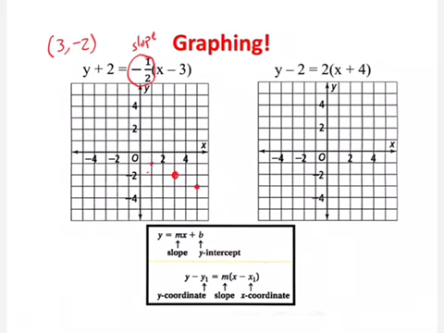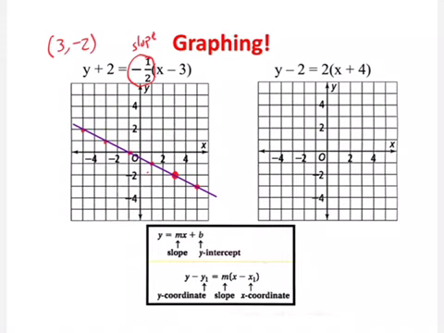Then I'll get the rest of my line. Up 1, left 2. Up 1, left 2. Then we just connect our points, and there's our line. You could have also rewritten this equation by distributing the slope and bringing over the 2, put it in slope-intercept form, and tried graphing it that way.